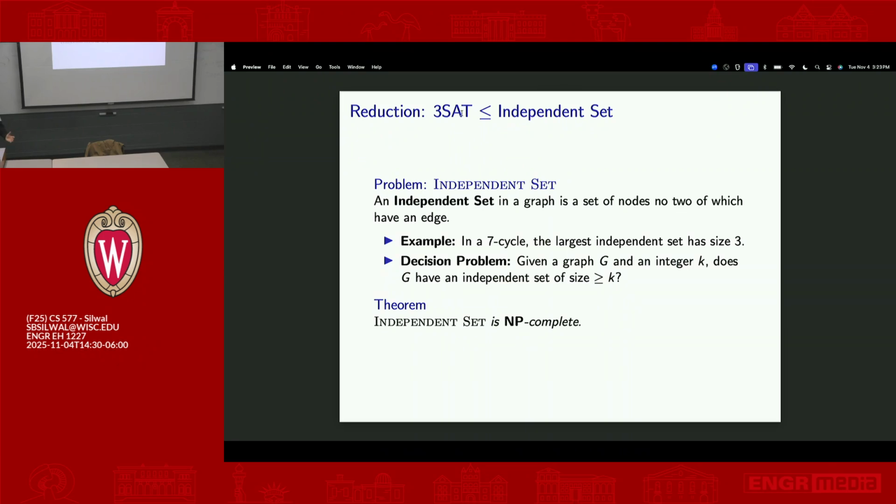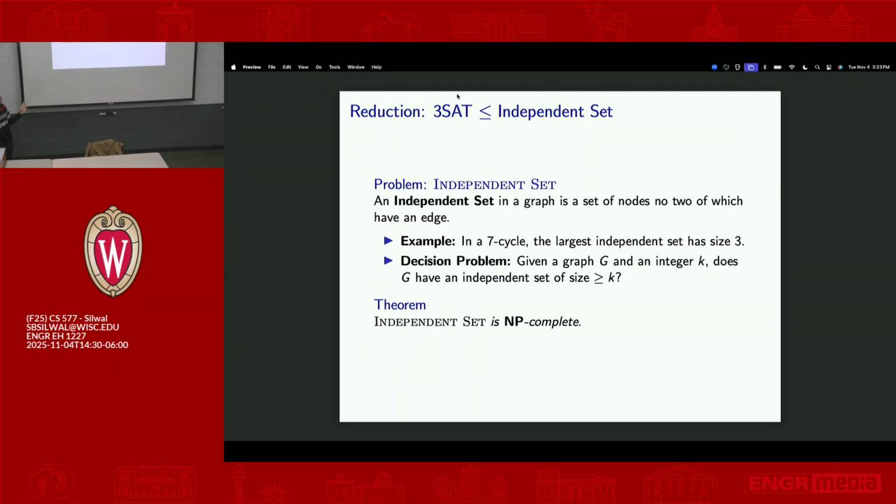Okay, so the theorem is 3SAT is NP complete. We checked it's in NP. Now we need to show it's NP complete. The way we do that is we take a problem that's known to be NP complete, and we show the problem at hand is strictly harder. Because it's in NP and harder than this NP complete problem, that means it's also NP complete.